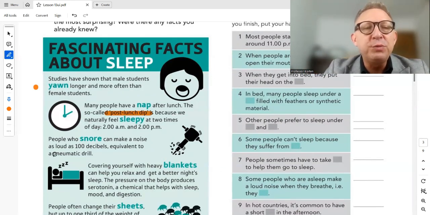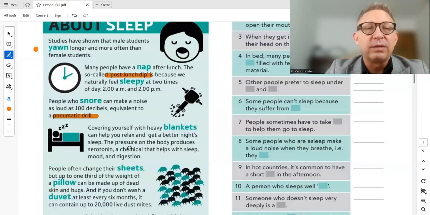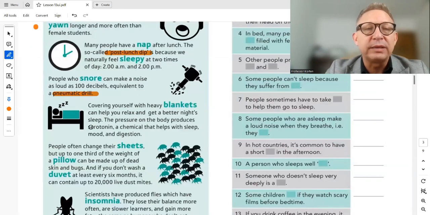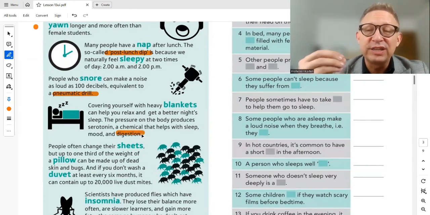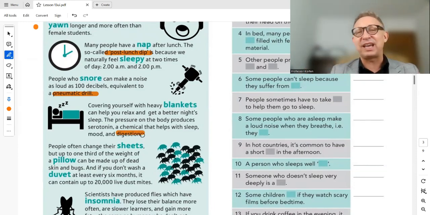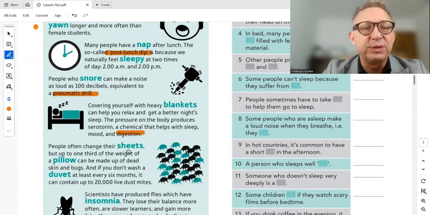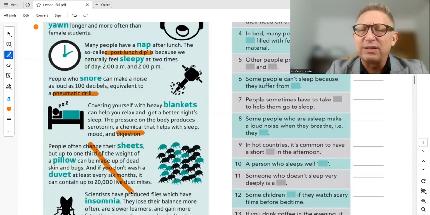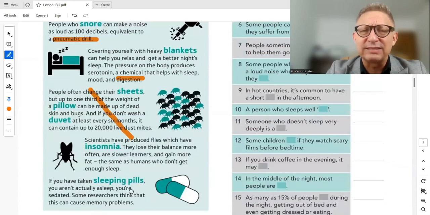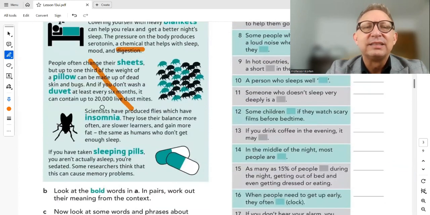All right, a pneumatic drill is a drill that's powered by water. All right, we know what a blanket is, but digestion is what your stomach does after you eat food. This one is not very pleasant, so I'll let you read that. Didn't really like it.